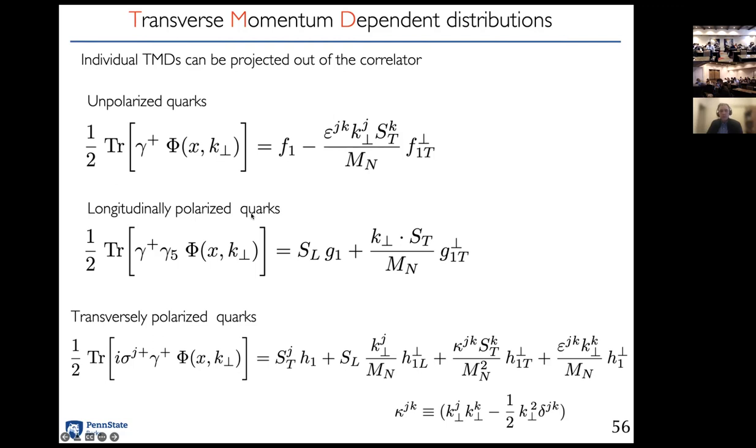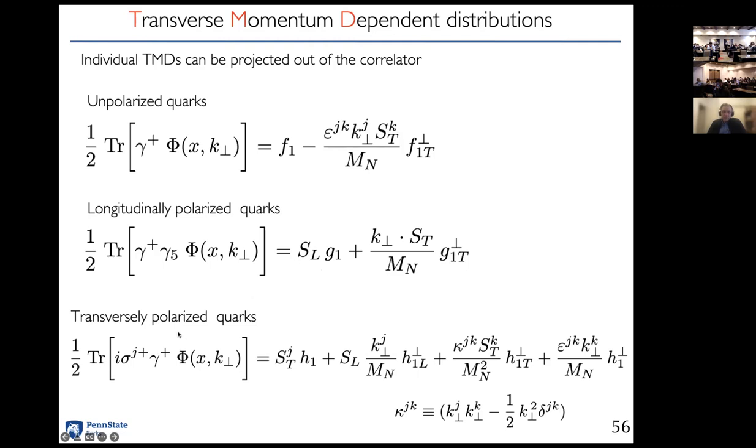If we want to project out the longitudinally polarized quarks, we will use the projector gamma plus gamma 5. And then again, we will have two contributions here. One will project just the usual helicity distributions. The other will project the so-called g1T perp function. And this function is the so-called Worm-Gear function, or Kotzinian-Mulders function. So why is it Worm-Gear? Well, because it relates the physics of transverse polarization and longitudinal polarization. The quarks are longitudinally polarized, but the nucleon is polarized transversely.